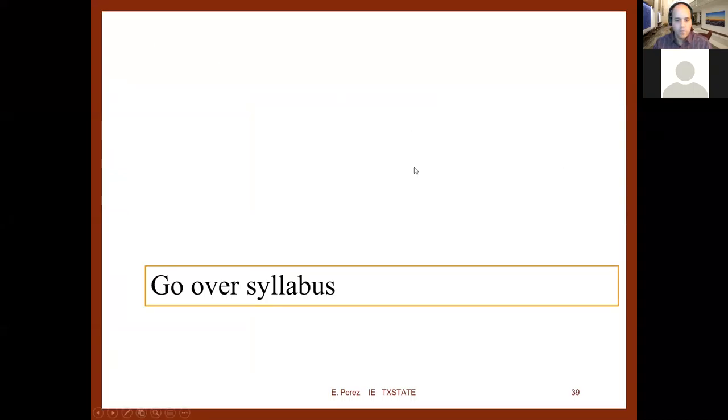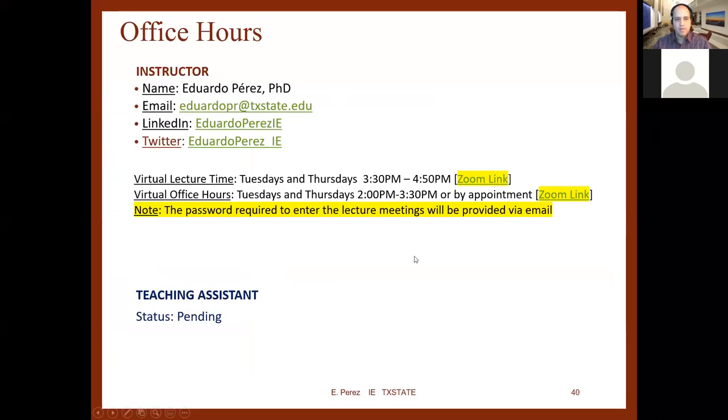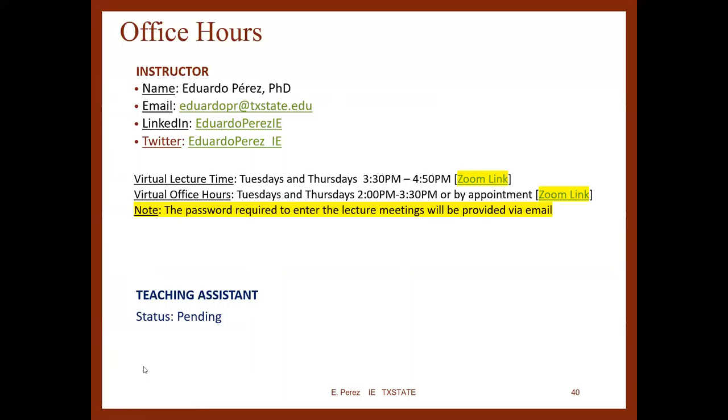Okay, here we go. So let's talk about the syllabus. My information is listed here. The best way to connect with me is via email. You can send me an email to the email address that is listed here, also in the syllabus, or you can use the Canvas email option to email me. All those three are good.